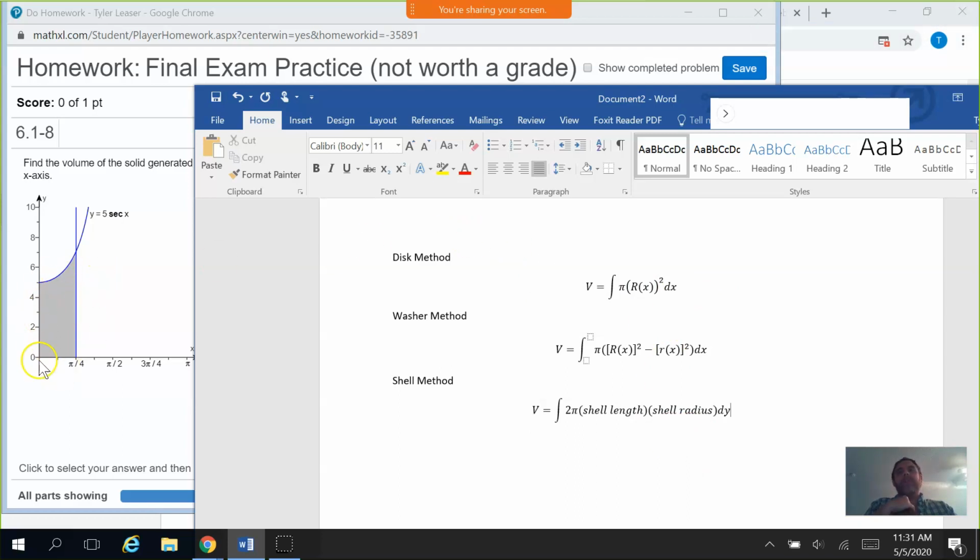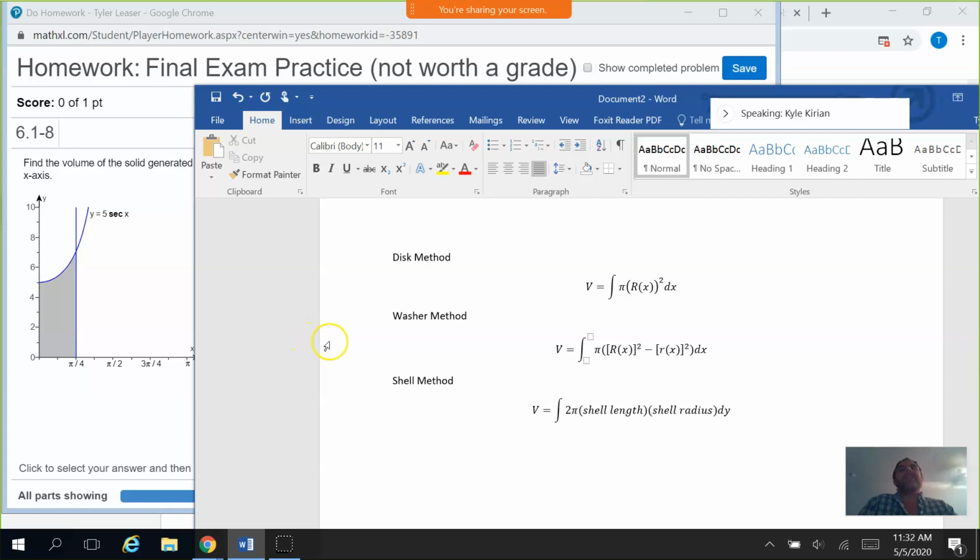This problem would be a very good case for the disk method. It's a good case for the disk method because we're revolving around the x-axis and the border of my area is right up against the axis. If the border was not against it, we could use the washer method or the shell method.